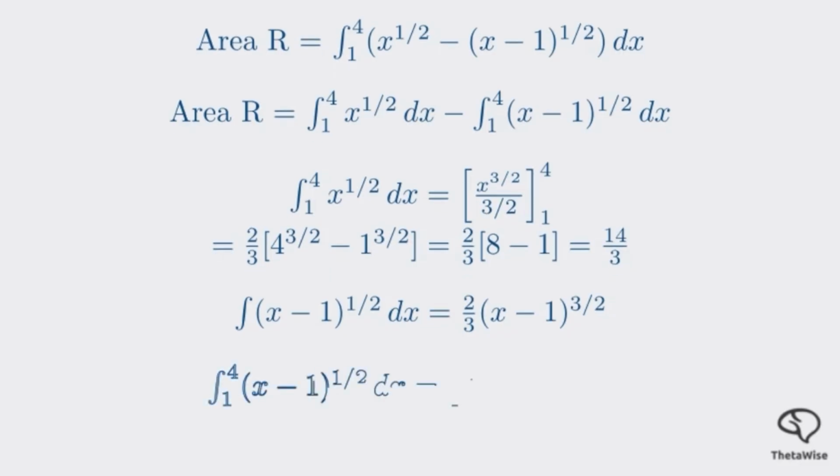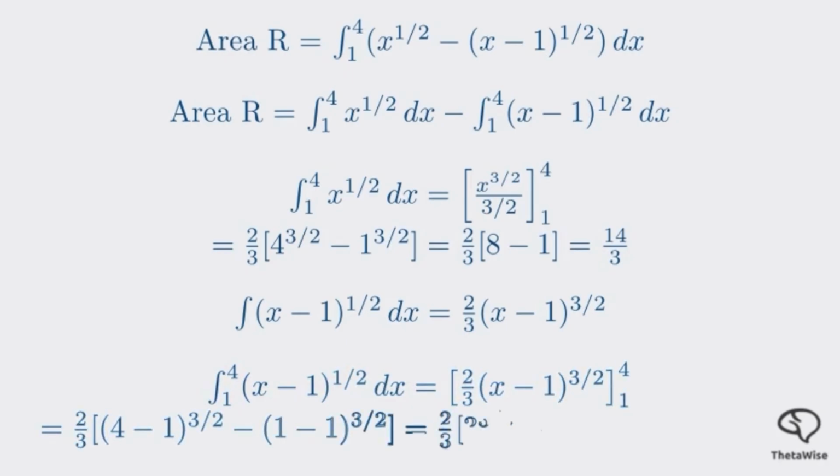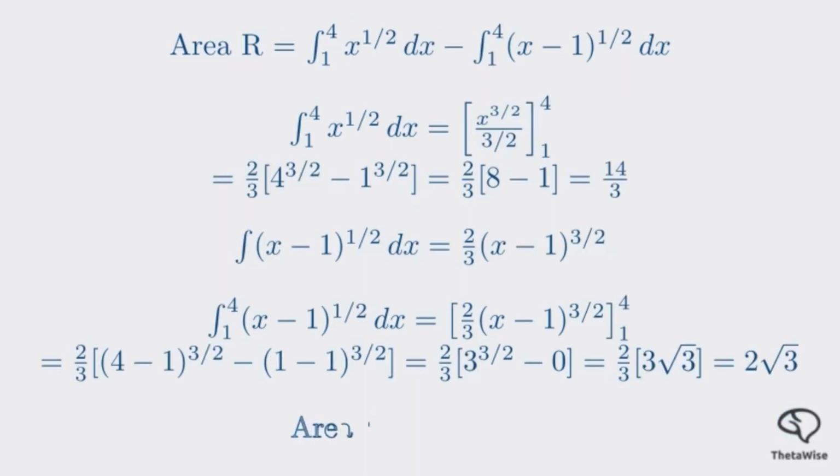Evaluating the second integral from 1 to 4 gives us 2/3 times 3 to the 3/2, which simplifies to 2 times the square root of 3. Finally, we subtract the result of the second integral from the first. Area equals 14 over 3 minus 2 times the square root of 3.